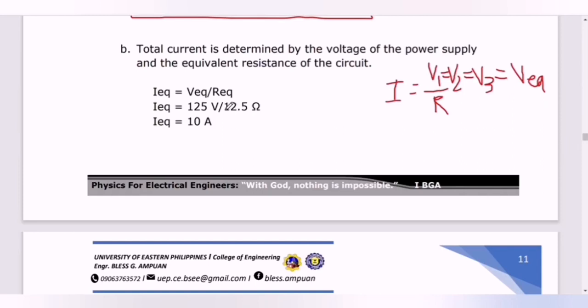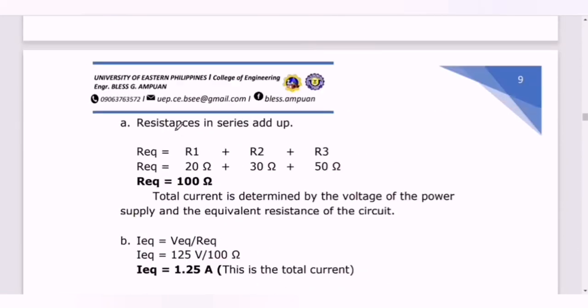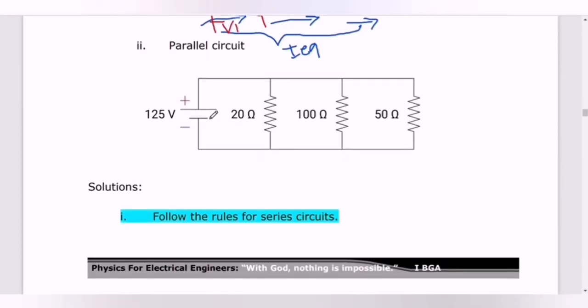Next, our I equivalent is now equal to 10 amperes. This is the current that flows here. This is the IEQ.